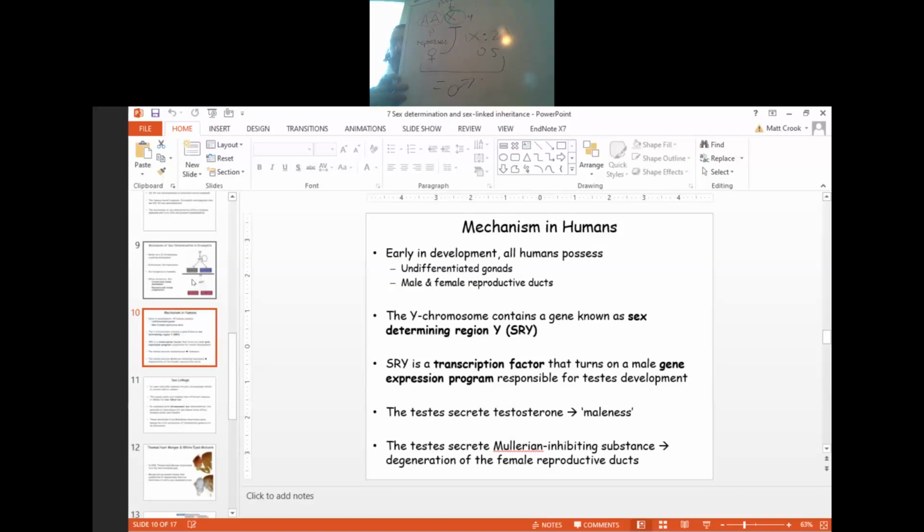Right, so if you have that set up, all of this equals male. So if you have only one X chromosome, the pro-female signal from the X chromosome is insufficient to overpower the pro-male signal, the anti-female signal from the autosomes. So as a consequence, you get males.